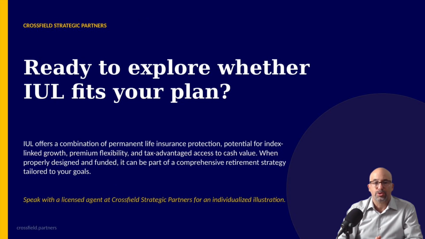So, to bring it all together, IUL is a permanent life insurance policy that combines a death benefit with a cash value component linked to index performance. For the right person, properly designed and funded, it can be a meaningful part of a retirement strategy, offering potential for index-linked growth, premium flexibility, tax advantage treatment, and access to cash value through policy loans.